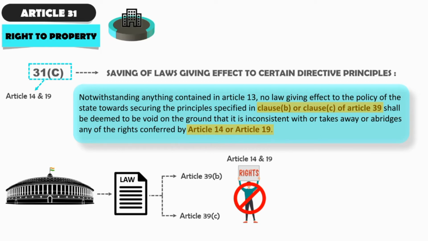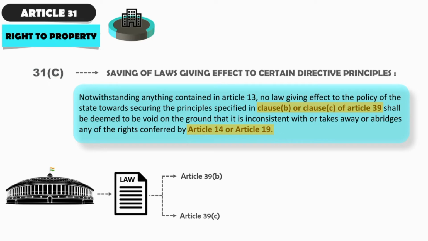Now, what is there in these two clauses? See, Article 39 comes under Part 4, that is Directive Principles of State Policy. This Article 31 Clause C was giving immunity to two socialistic directive principles, that is 39 Clause B and 39 Clause C.